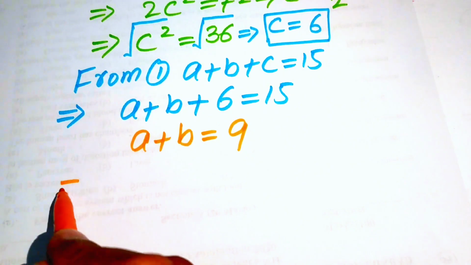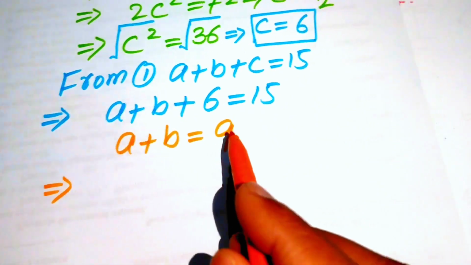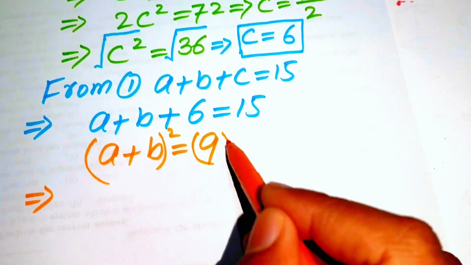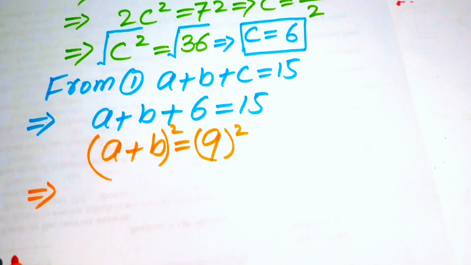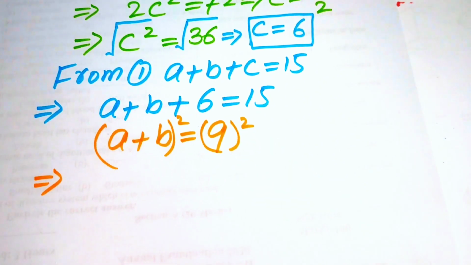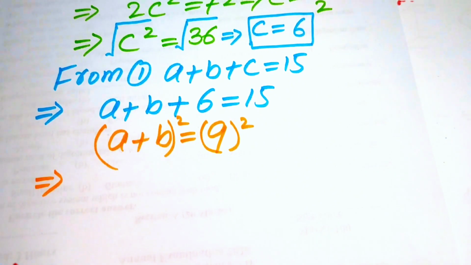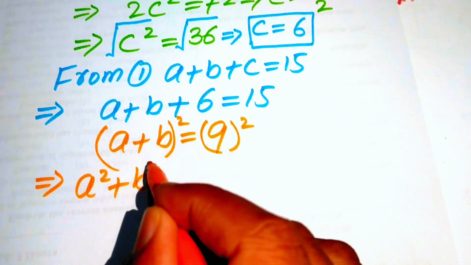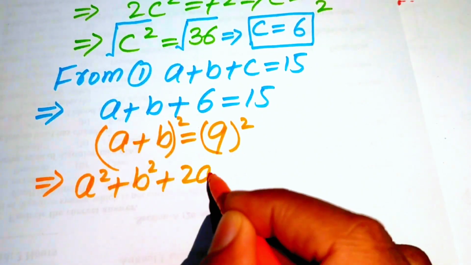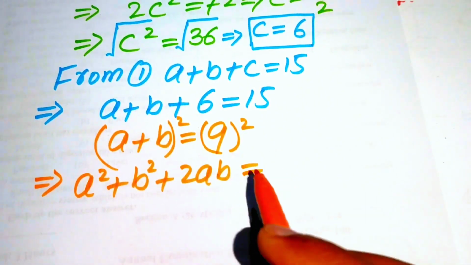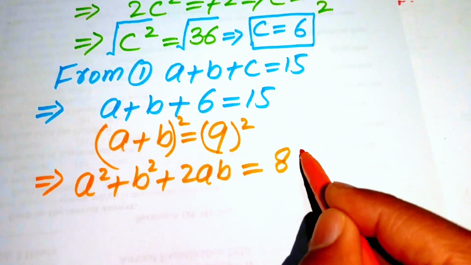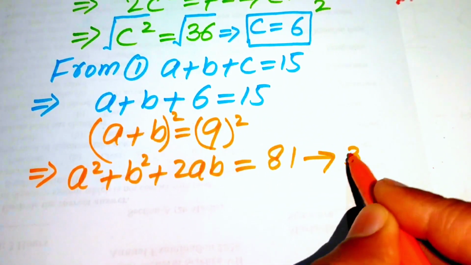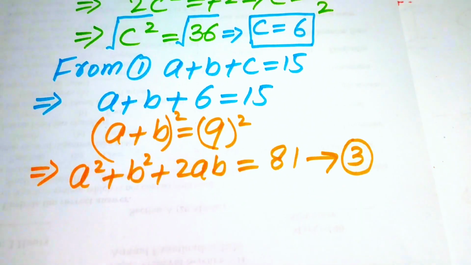In the next step we take the square on both sides of this equation, and using the square identity, we get a square plus b square plus 2 times ab equals the square of 9, which becomes 81. We call this equation number 3.